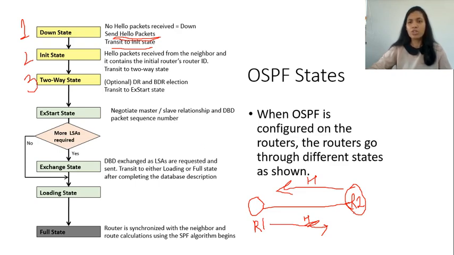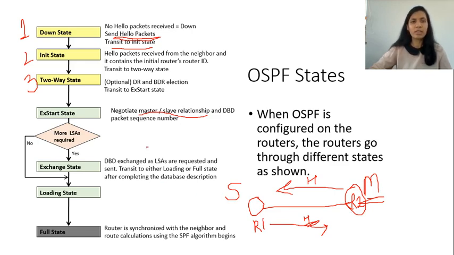Once both the routers, router 1 and 2, enter into the two-way state, they need to start sending the database description packets to each other. In order to negotiate which router should send the database description first, they form a master-slave relationship. To negotiate this, the routers would check the router ID. The router with a higher router ID will become the master, and the one with a lower router ID will become the slave. The master router is the one that will start sending the database description, and then the slave will send its database description to the master.